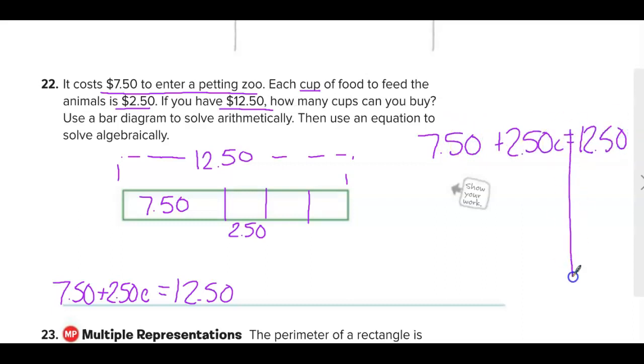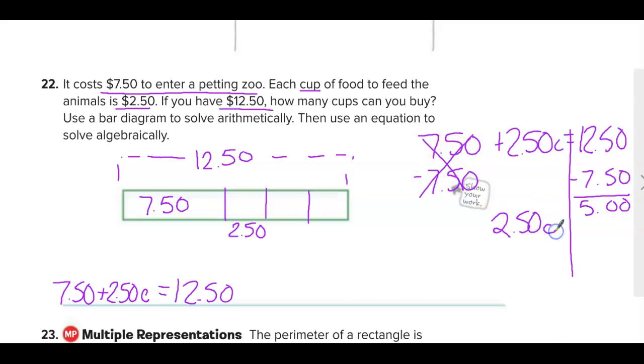I need to get that variable by itself. So I always work on the side that has the variable. I need to get rid of this $7.50. Since it's a positive $7.50, I'm going to subtract or add a negative $7.50. That gives me $5, so now I still have $2.50 C on that side equals $5. So since $2.50 and C are multiplied, the opposite operation is division. So I divide by $2.50.